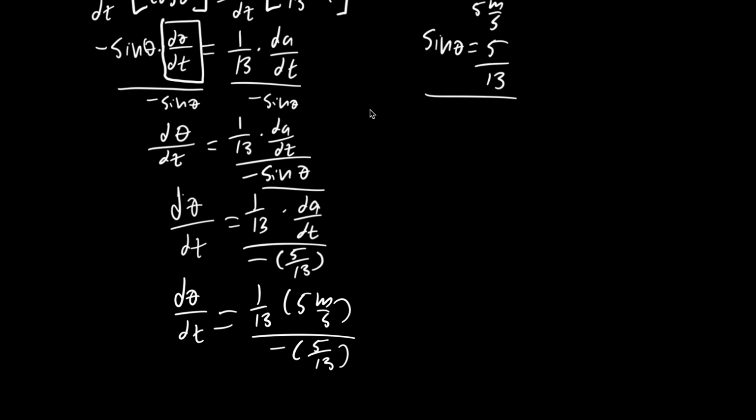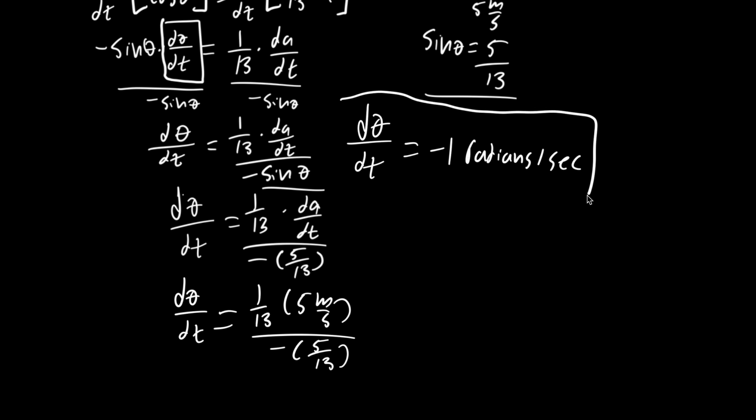So therefore, d theta dt is equal to negative 1. And what's going to be our units? It's an angle, so it's going to be radians per second. And there we go. FRQ done.